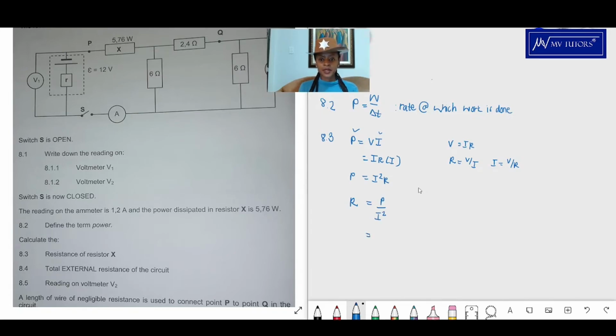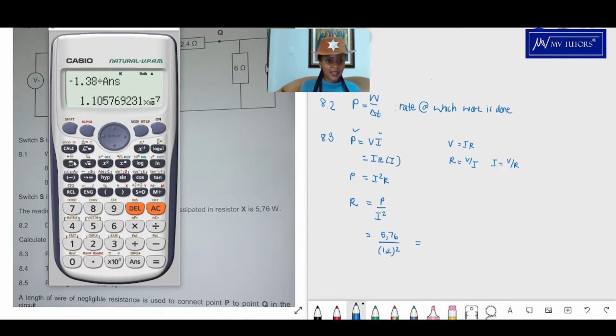And what's the power? They've given it to us. It's 5,76 watts, and our I is 1,2 amperes, and that would be squared. Then I'm looking for my calculator. I forgot we have a calculator right there. So 5,76 divided by 1,2 squared, and that gives us 5,76.